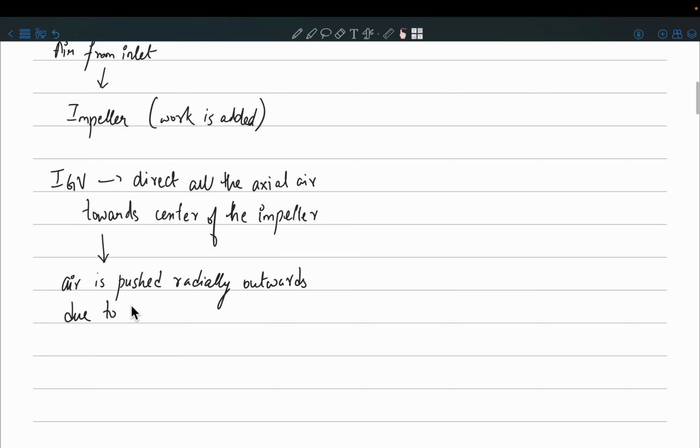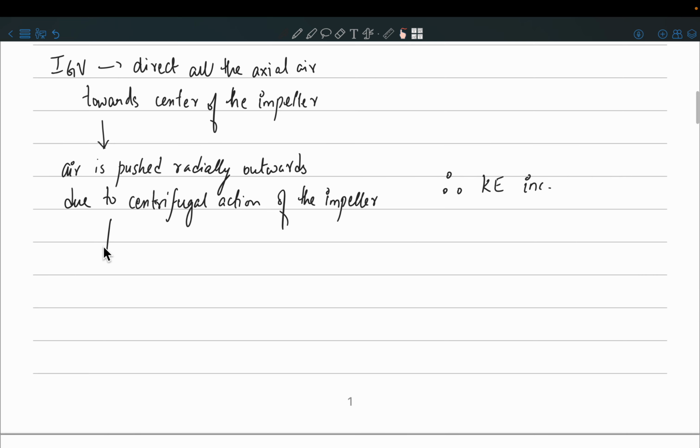Due to what? Due to what action of the impeller? Centrifugal, yeah, rotating, and that is basically going to cause a centrifugal action. Okay, so centrifugal action of the impeller. Okay, then what happens? Now the kinetic energy has increased, right? So I can write over here, therefore kinetic energy increases. Then air is pushed into the diffuser vanes.